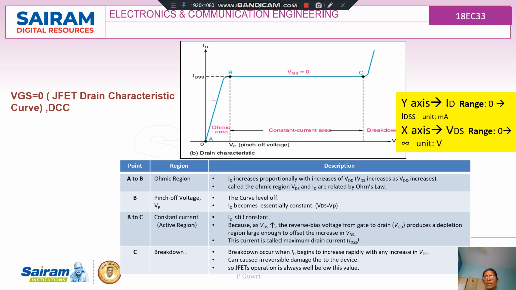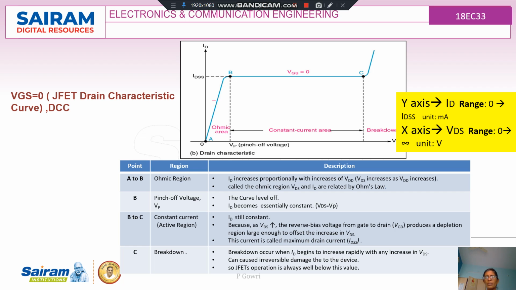The y-axis is my ID, and the range will be from 0 to IDSS, and the x-axis will be VDS. That is, the range of this will be from 0 to infinity. So the A to B region is called the ohmic region, where ID increases proportionally with the increase of VDS, and VDS increases as VDD increases. It is called the ohmic region, and VDS and ID are related by Ohm's law.